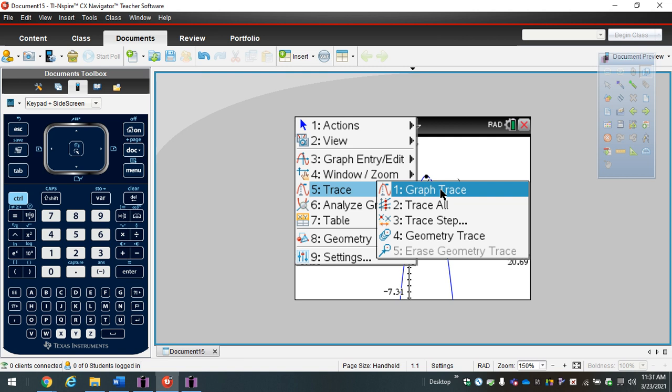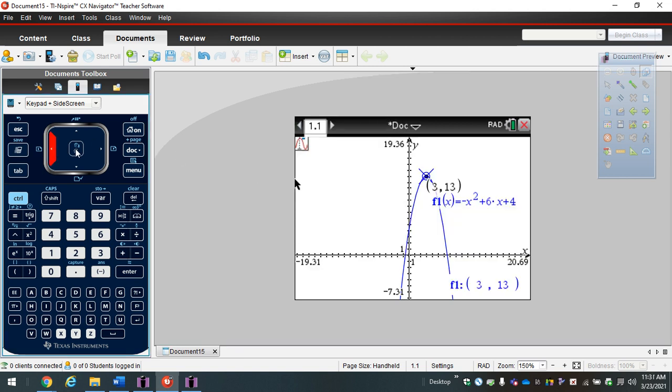Menu, trace, graph trace. Maybe since it didn't tell me. What in the world? It's telling me for the y-intercept. It always tells you maximum, minimum. Wow, I don't know what's going on. I don't know why this one's not working. Forgive me on that one. Okay, do you have any questions, guys? What's going on here?